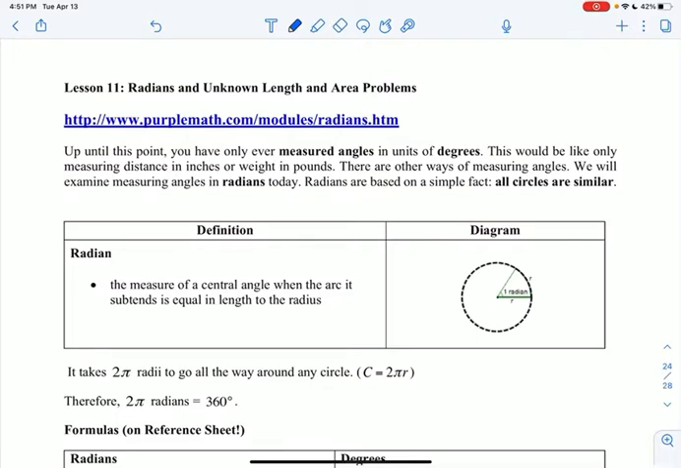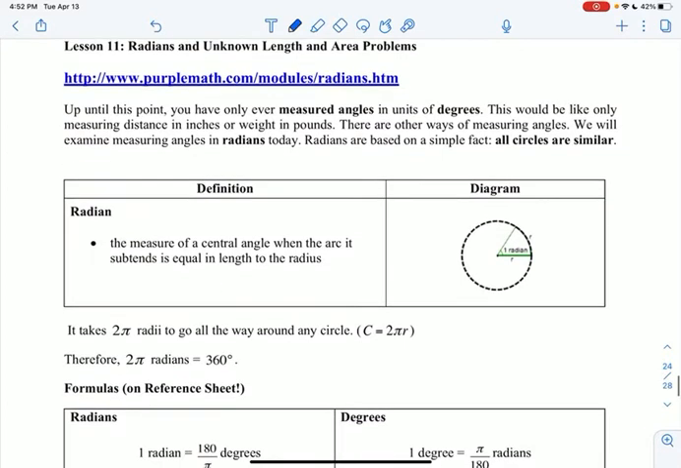Radians is another way of measuring angles. Up until this point, we've only measured angles in degrees. But this would be like only measuring distance in inches or weight in pounds. There are other ways of measuring angles. We'll be examining measuring angles in radians today.